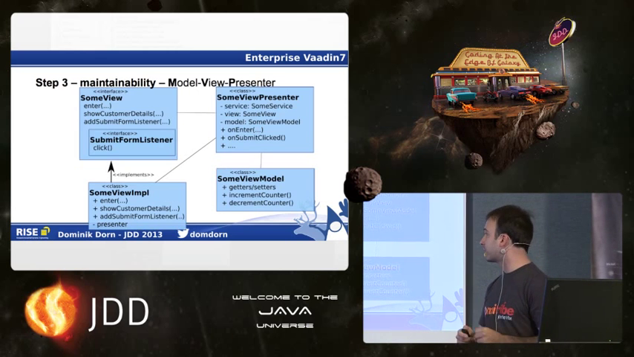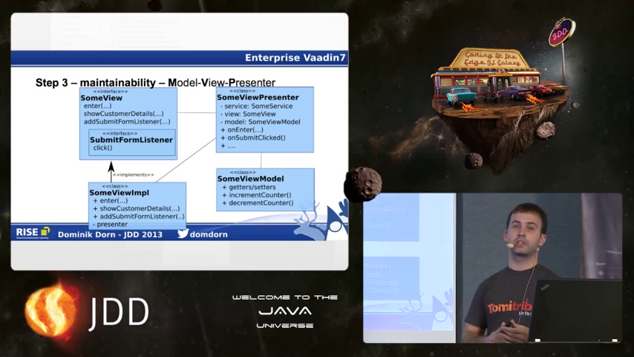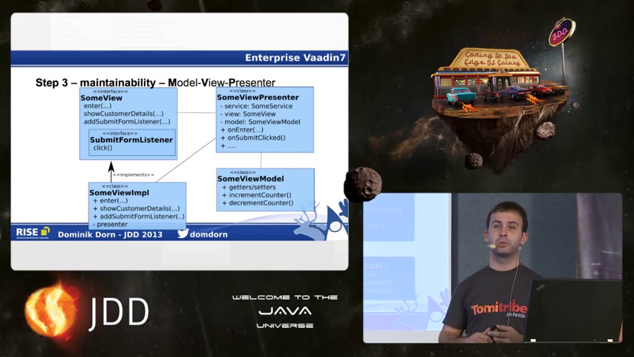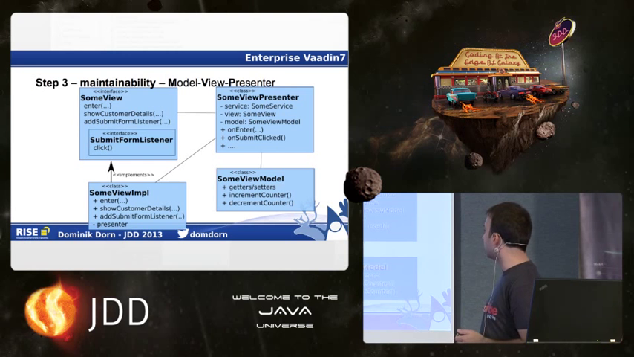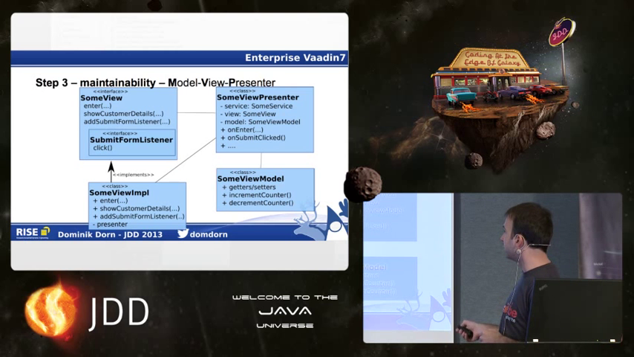So here you can see one question: who knows Model View Presenter? Please raise your hand. Okay, quite a few. So this is our way of doing Model View Presenter. We have the view as an interface. We have an implementation of that interface. We have a presenter that knows the view, and the view knows the presenter. And we have some kind of model.